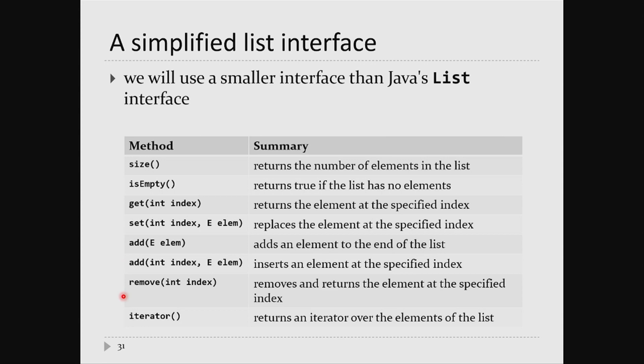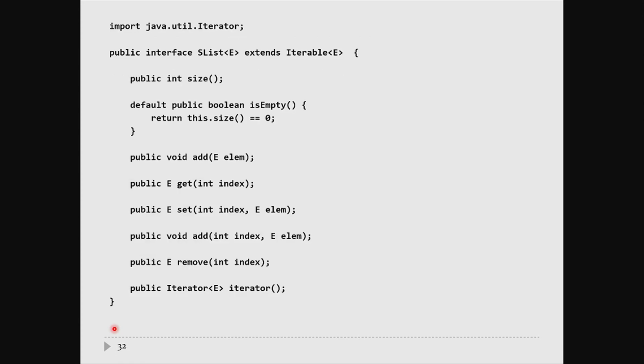I'd like to remove an element by its index, so remove the 5th element from the list, for example, and then I want to return an iterator so that someone can iterate over the elements of a list. So there is my interface.